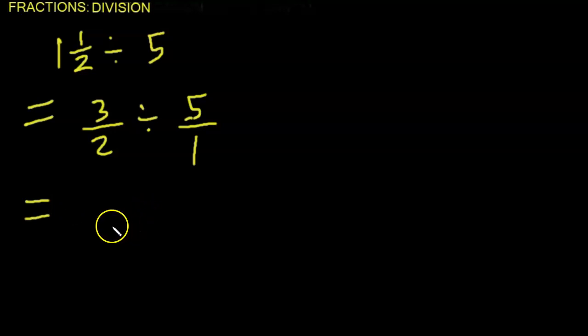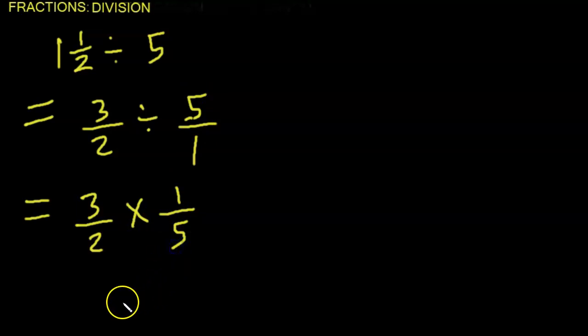So this becomes now 3 over 2. And the division sign is now changed to a multiplication sign. And 5 over 1, we convert that to 1 over 5. So multiply 3 times 1 is 3. And 2 times 5, that's 10. So that's it for division. In the next video, we're going to be looking at some past paper questions on fractions.